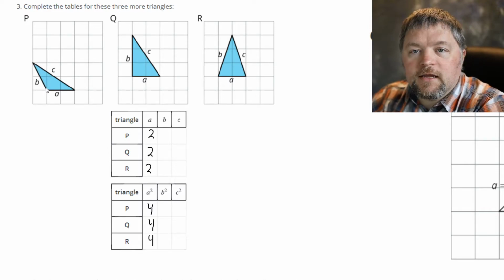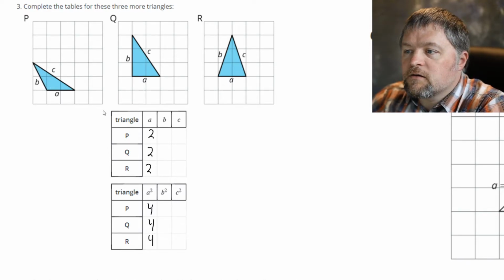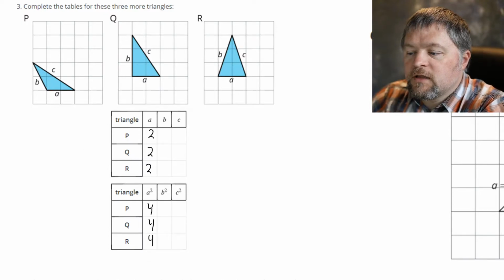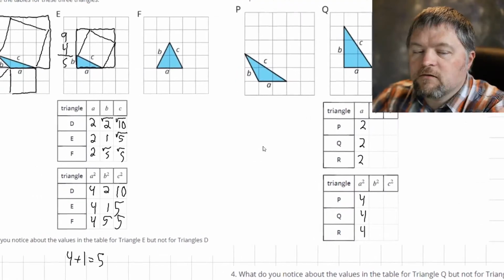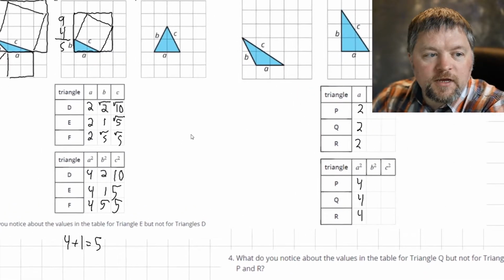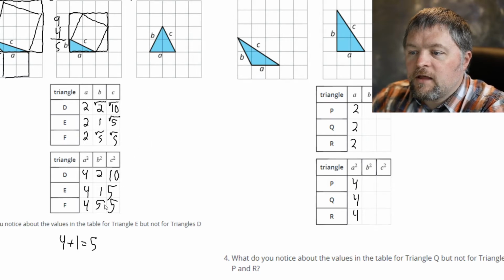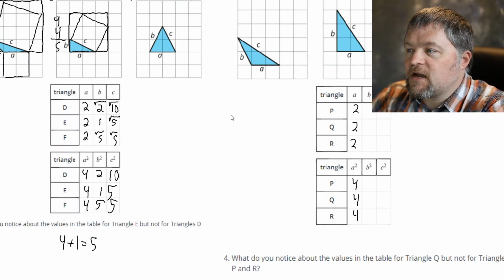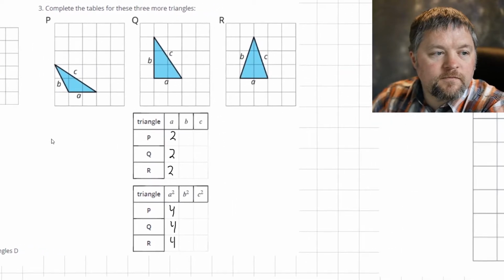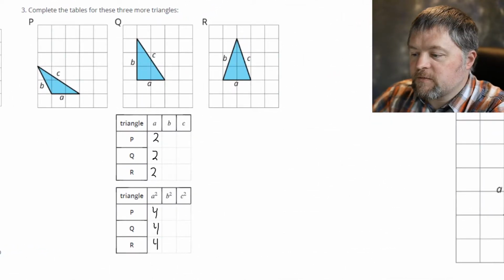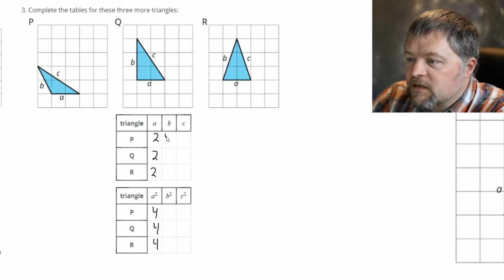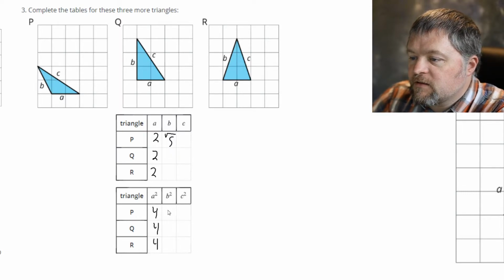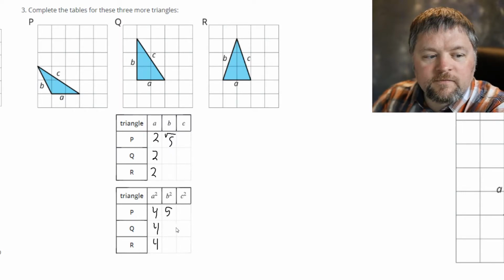B right here on triangle P, our first one, is the same 1 unit by 2 units that we did earlier, and the 1 unit by 2 unit triangle had an area of 5 and a side length of the square root of 5. So I'm going to fill in those quickly. So B, the side length was the square root of 5. The area was 5.